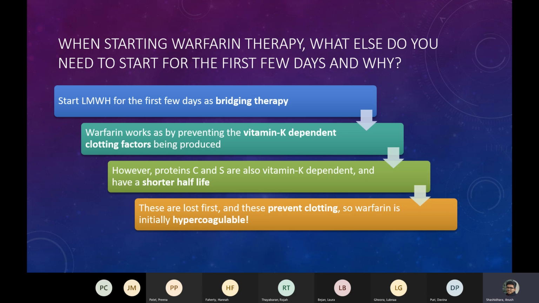Yeah, so you bridge them with a low molecular weight heparin. So they're going to be taking both the warfarin tablets, and they're also going to be getting their subcutaneous low molecular weight heparin injections. And the reason for this, does anyone know why it's prothrombotic?